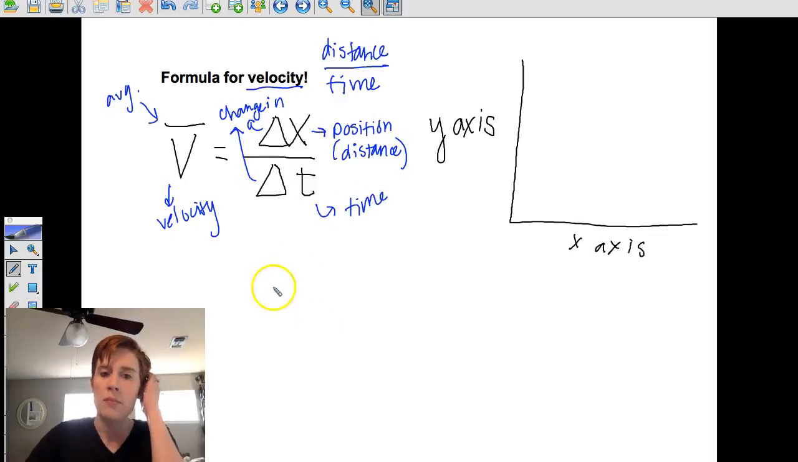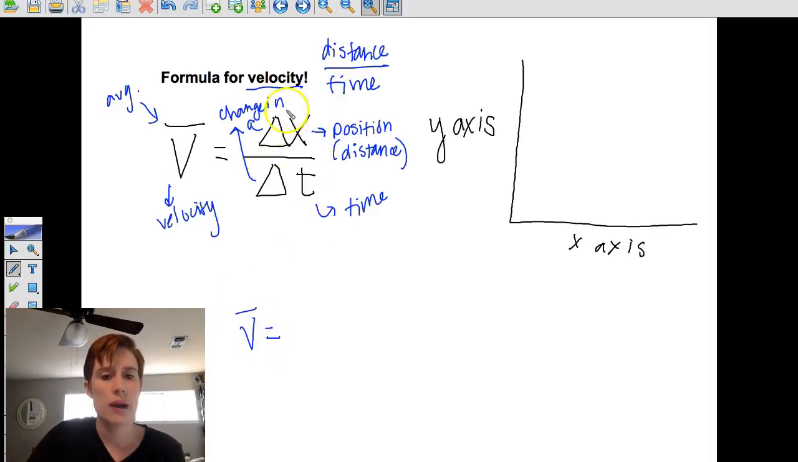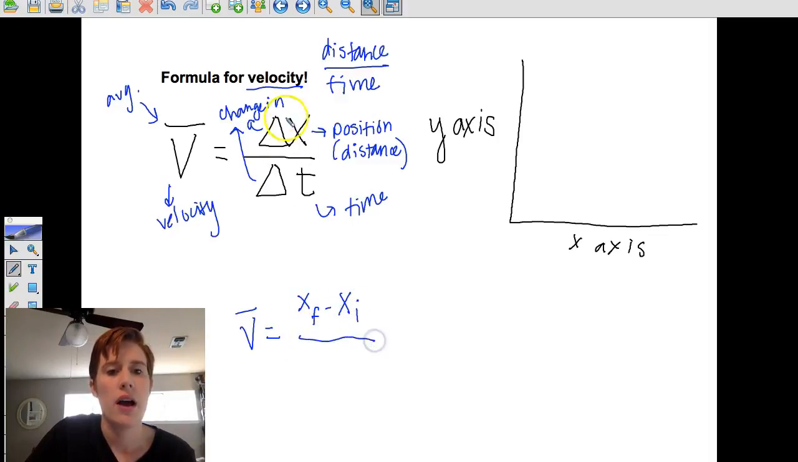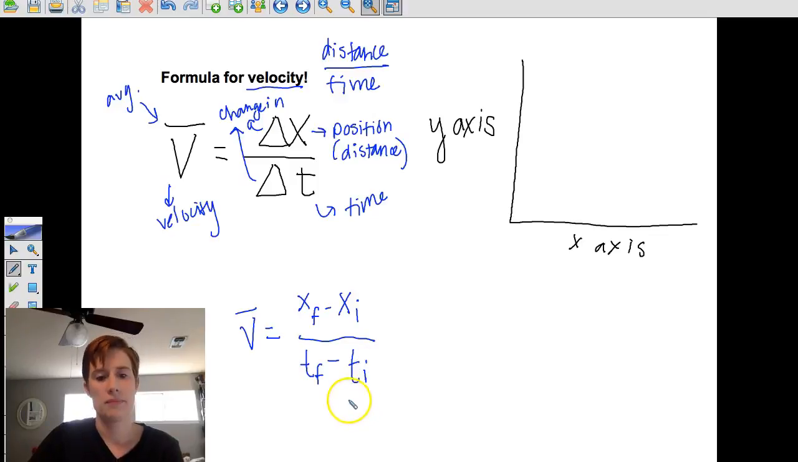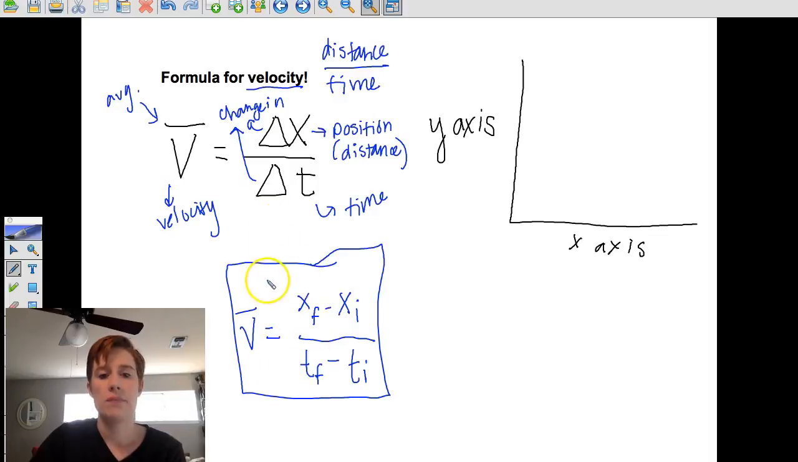Okay. Let me break down this formula a little bit more. We know just from my previous example that delta X has its own formula, so I'm going to break that down into its composite parts. Delta X stands for the final position or distance minus the initial position or distance. And time can be broken down into a similar formula. The change in time is the final time subtracted by the initial time. So this is really the formula that I want you to get comfortable looking at and using.